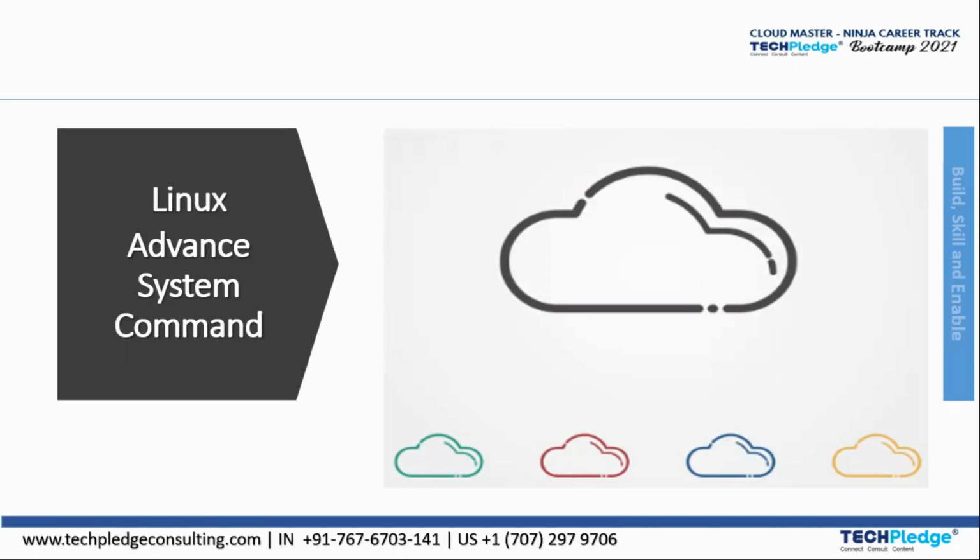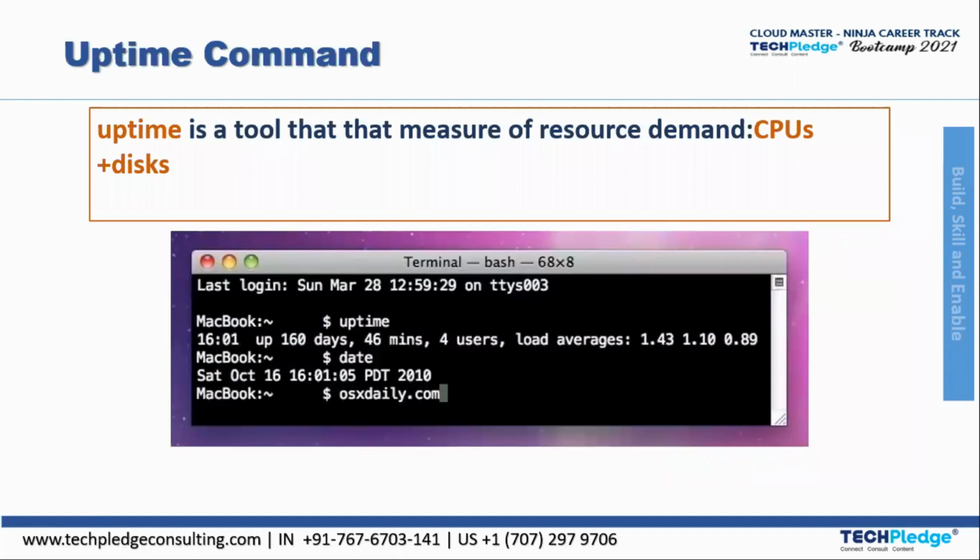Welcome back to the next module, that is our Linux Advanced System Commands. So here we will see different Linux networking tools, commands that we are going to use. And to begin with, let's start with the uptime command. Uptime is a tool that measures resource demand, that is CPU plus disk.